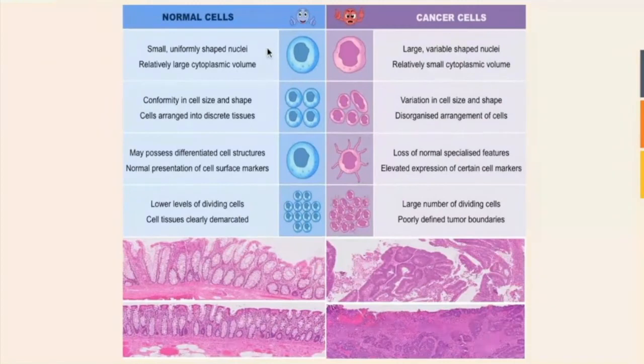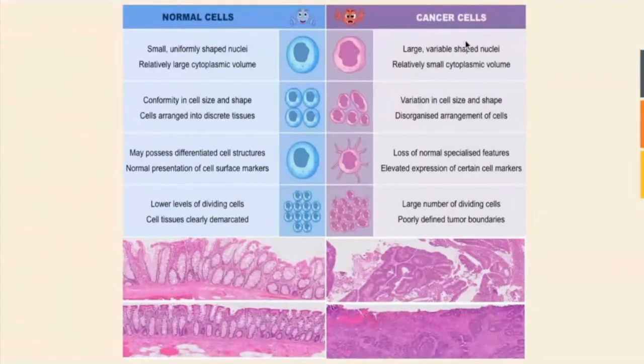So the normal cell has small, uniformly shaped nuclei and relatively large cytoplasmic volume. Okay, so when you observe the tissue under the microscope, you know that you're looking at normal tissue, and you can differentiate different types of cells by looking at the nucleus. How do you differentiate which cell is which, or whether it is protein, keratin protein, or what? You can look at the nucleus. Once you have a nucleus, it's already a cell. Protein, keratin, is not a cell, it's protein.